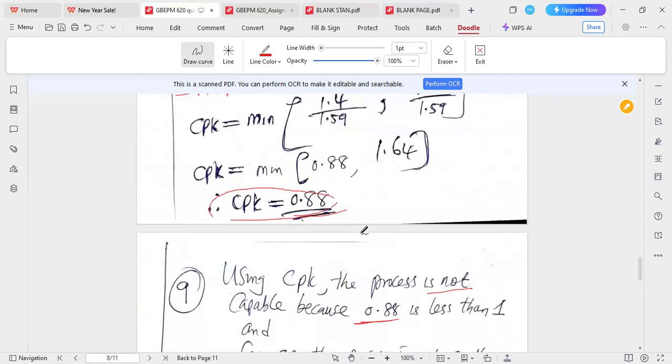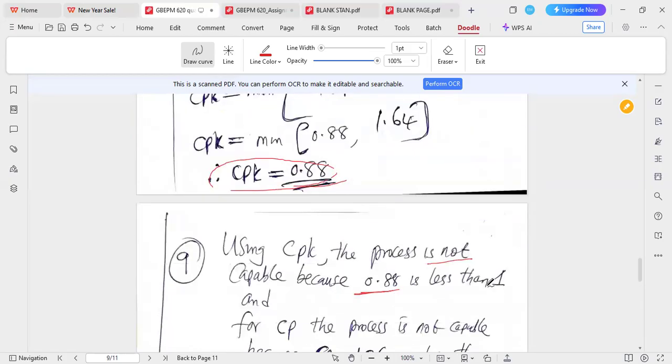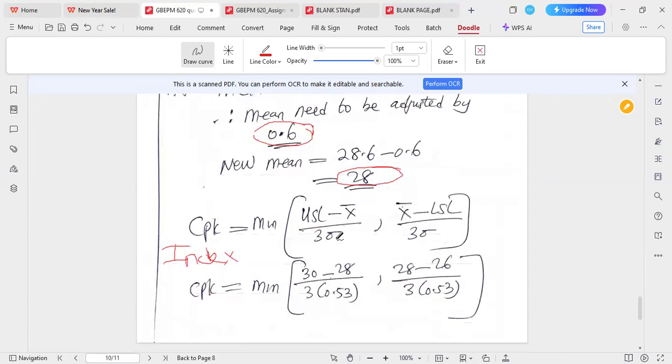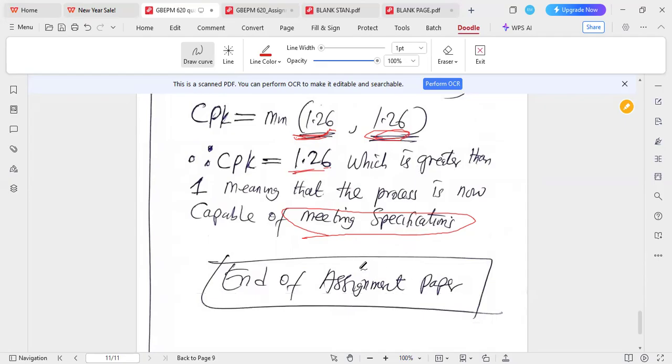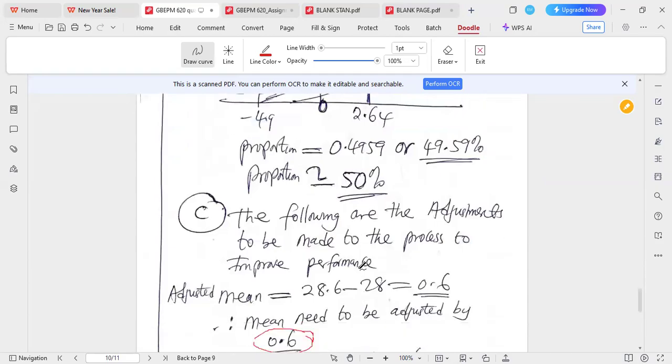So from here, initially CPK was less than 1, so the process was not capable. Now, after adjusting the mean, the CPK is now above 1, meaning that the process is now capable of meeting specifications. So this is how this question was supposed to be answered.